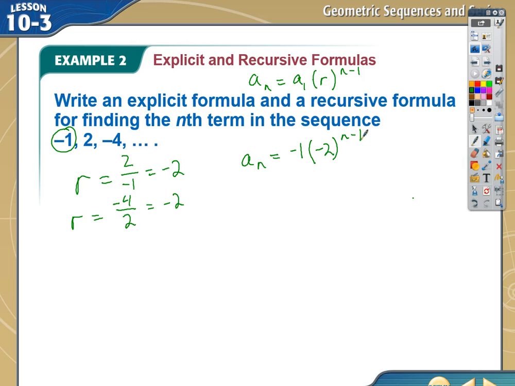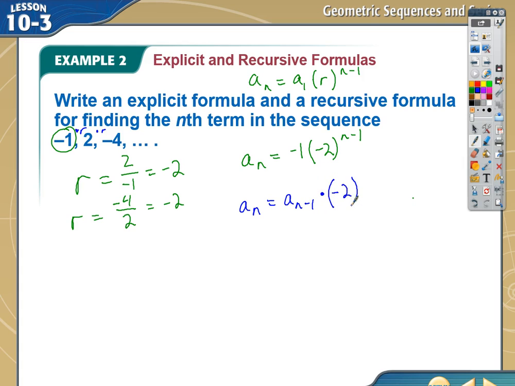Now they want a recursive form. In my recursive form, remember, what am I doing to each term? Each term is times my r value, right? I keep timesing by the common ratio. So what that means is, if I take a sub n, and then look at the one behind it, that's what a sub n minus 1 is, I'm just going to multiply it by the common ratio.